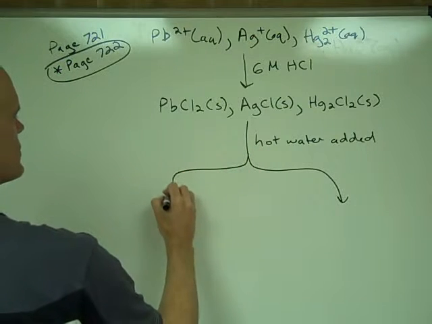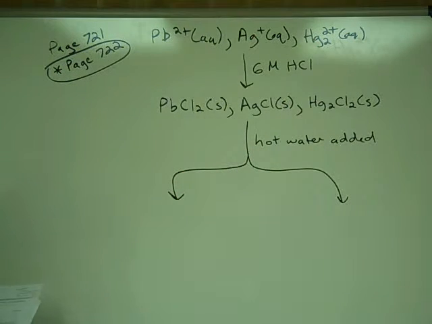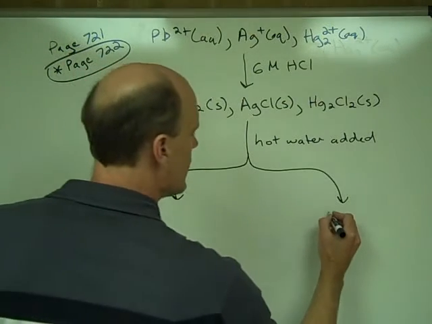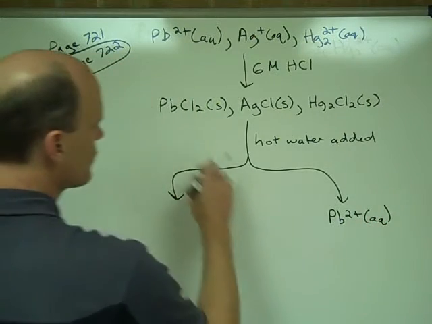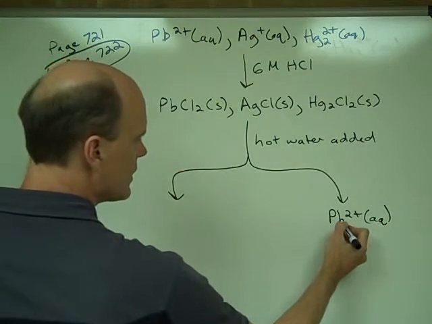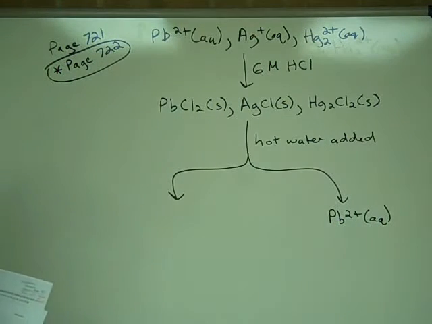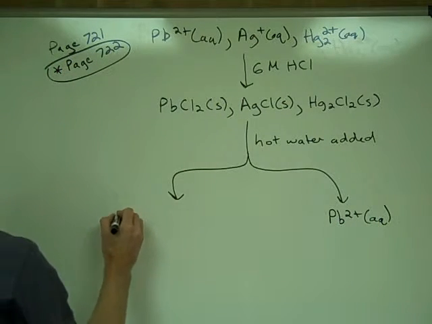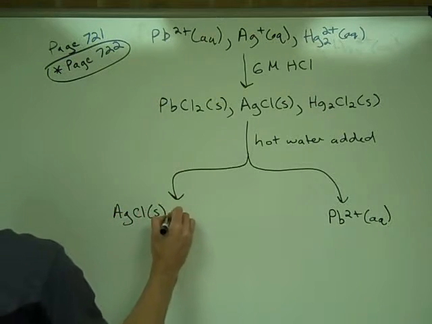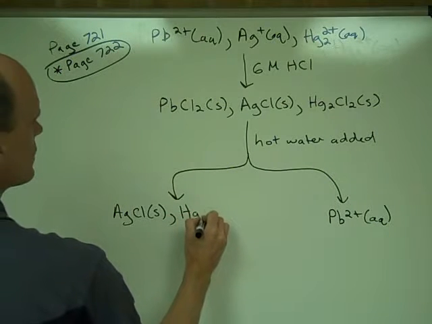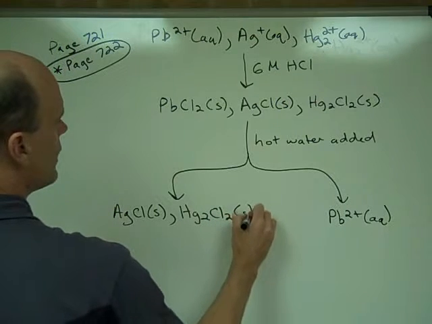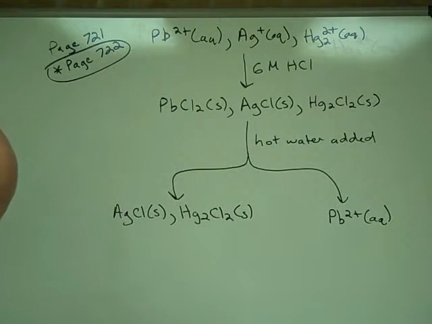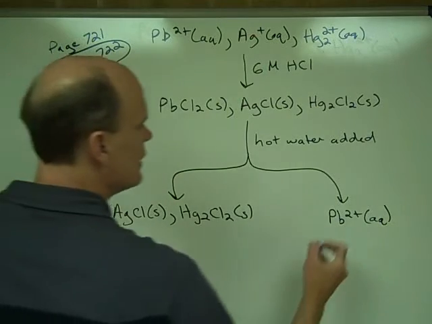So what you're going to have here is kind of a separation in your flow chart. And you'll discover that it's lead ion that's far more soluble in hot water than the others. So lead chloride dissolves, and so you end up with lead ion in solution. Now, on the other side, you're going to have your solids that are not soluble in hot water. So you have silver chloride, you're going to have mercury 1 chloride, and again, these species are not soluble in hot water.